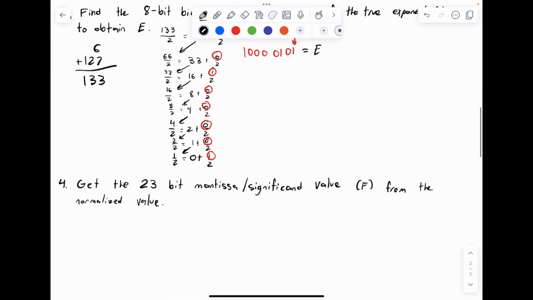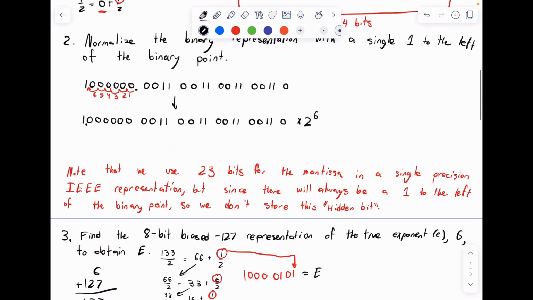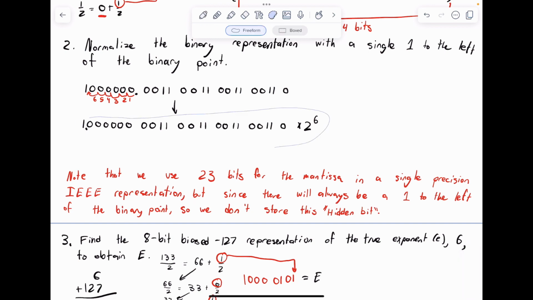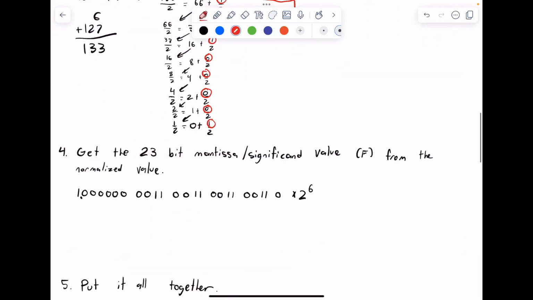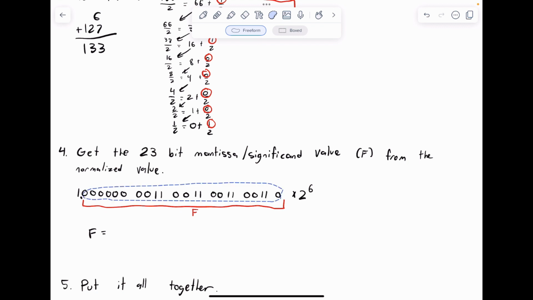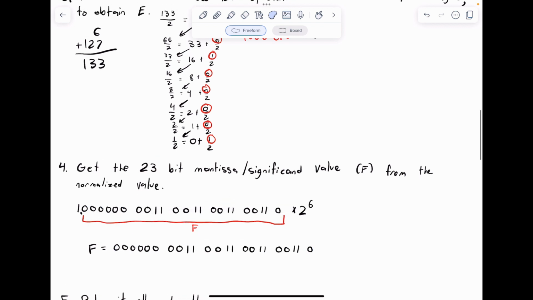So then step 4 is to simply get the 23-bit mantissa significand value f from the normalized value we found earlier. So we just copy that down. We can note that this value is going to be our mantissa f. So then f is equal to just this part. And that's all for step 4.